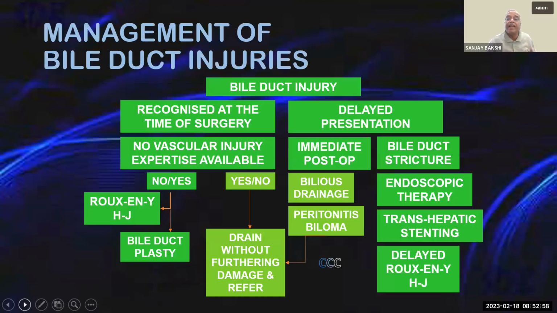Okay, the next question was, how are you going to manage? Just outline this algorithm which I've made. Bile duct injury, if it's recognized at the time of surgery, ERCP, stenting. No, how can you do that? You have to assess the MRC picture. Exactly.